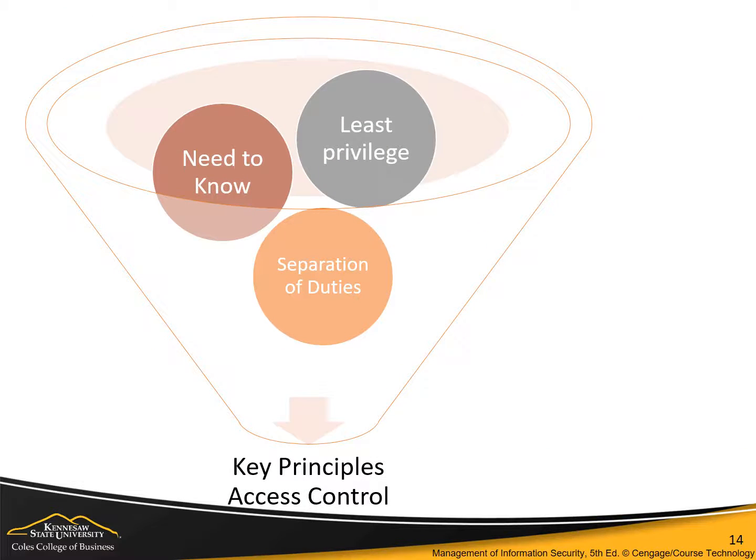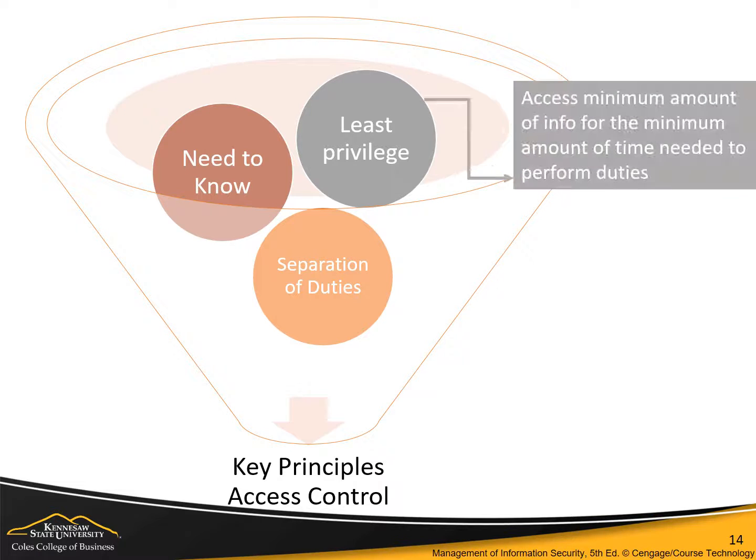Access control is built on several key principles: least privilege, need to know, and separation of duties. First is the concept of least privilege, which is the principle by which members of the organization can only access the minimum amount of information for the minimum amount of time necessary to perform their required duties.